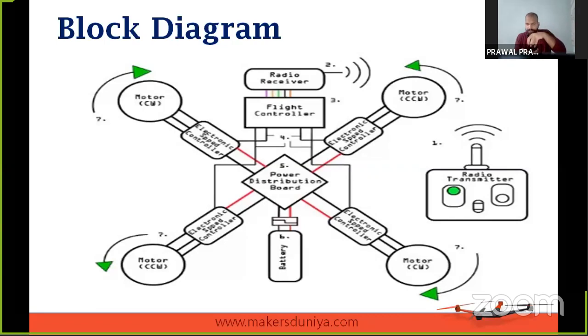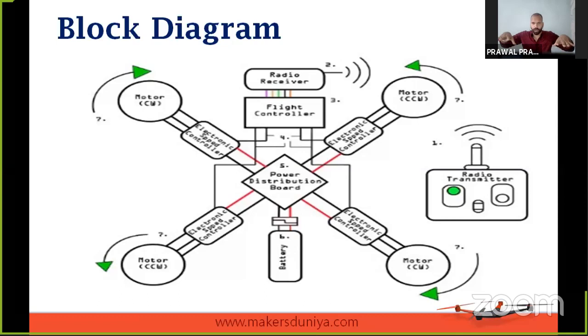Then your battery is there, your flight controller, the brain of the quadcopter, the thing which is going to control the entire quadcopter, and the radio receiver. You are sending some signals from your controller, and they are received on the drone. The thing which receives them on the drone is called the receiver. All these things are in the center of the drone.